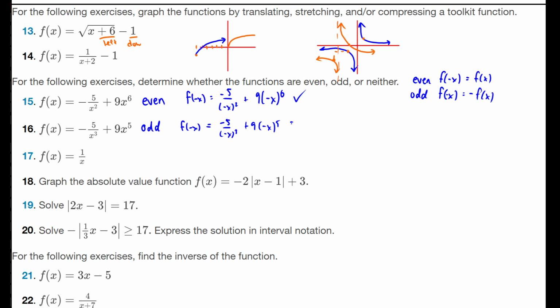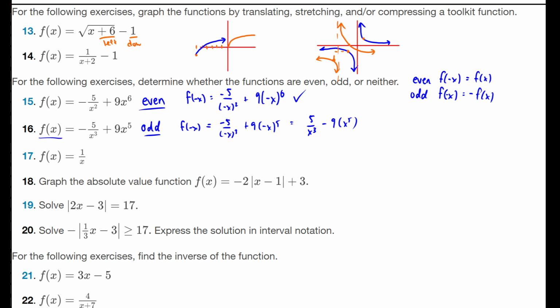So what's going to happen in this case is we're going to get negatives out of it. So this is going to be 5 over x cubed minus 9x to the fifth. And if we take the negative version of our original f of x function, what we get is just this function we have already here, but with the signs flipped. So it is indeed odd.